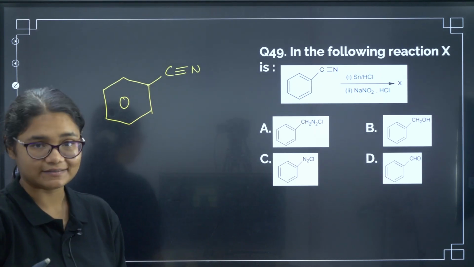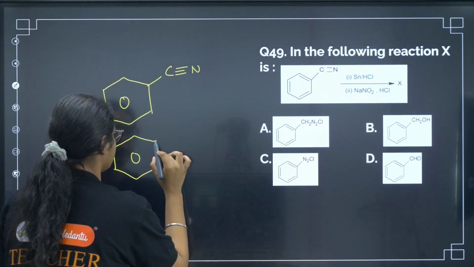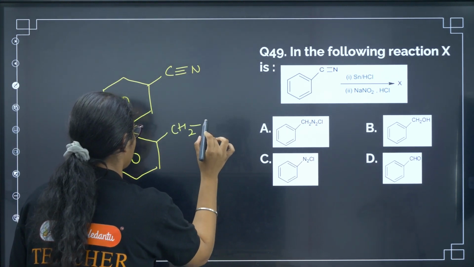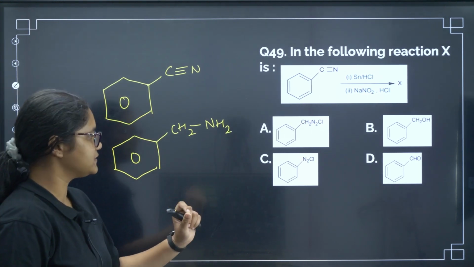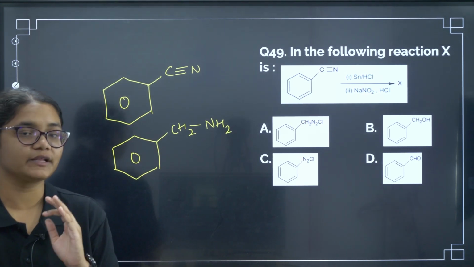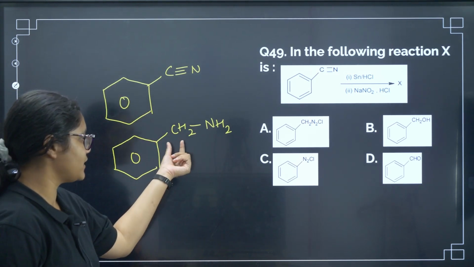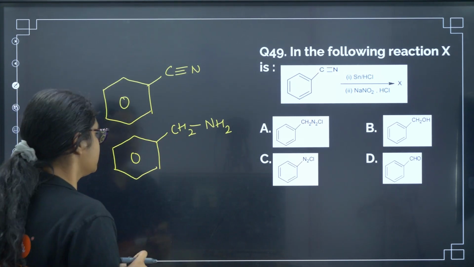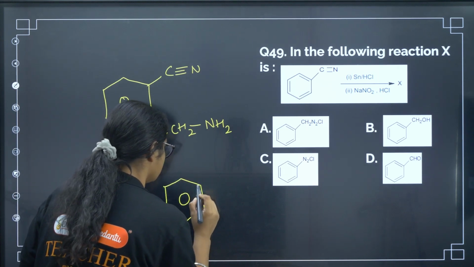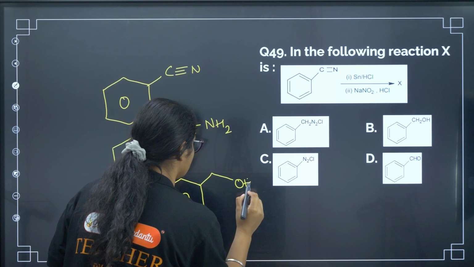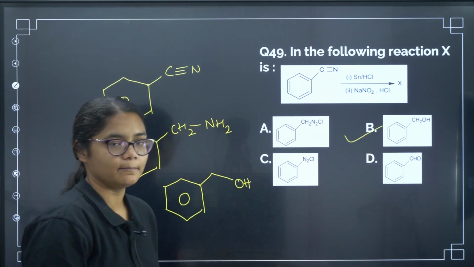When you do SnHCl, it is reduction. So what will I get? Here we will get CH2NH2. Okay. Now if you do NaNO2/HCl, if you have remembered, if amine groups are attached to the benzene ring, they form diazonium chloride. If it is attached to the aliphatic carbon, it will form alcohol. So what will happen? This group will be replaced with CH2OH. Okay, so the correct answer for this question will be option number B.